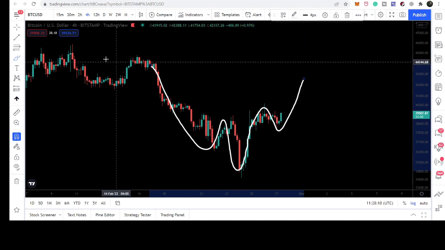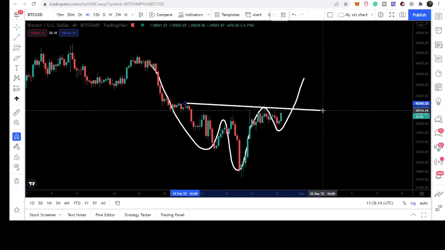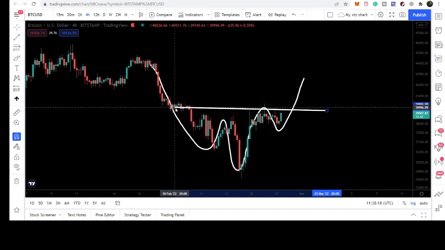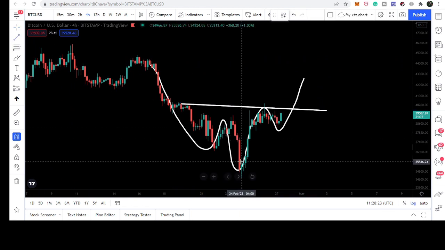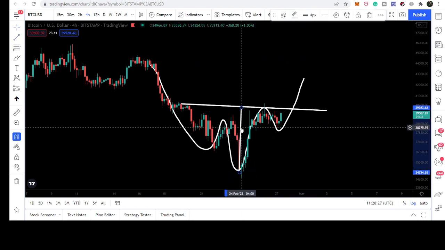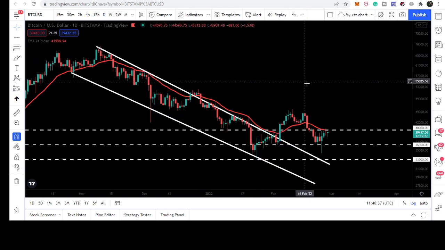Now we need to break out this neckline of the head and shoulder pattern that we have here, approximately at $40,000. And if the price line breaks out this neckline, then we can expect a big move from here. If I place this trend line here at the breakout point, then we can see our target can be here at approximately $46,000. Now, if the price line breaks out this neckline of the head and shoulder pattern, then definitely it is also going to break out this next resistance of $40,000 as well.